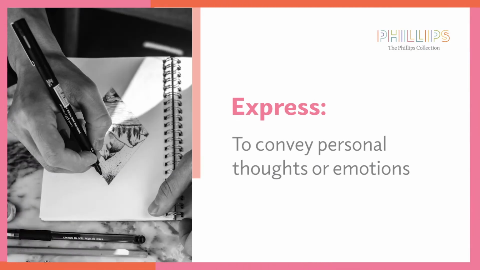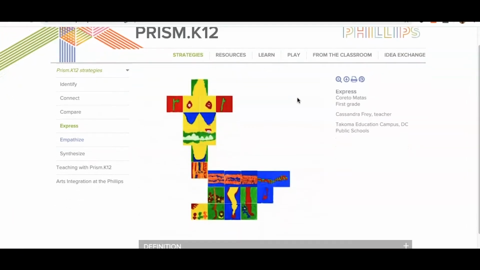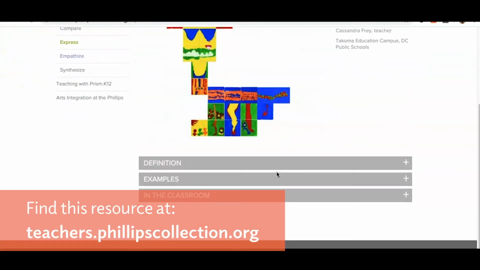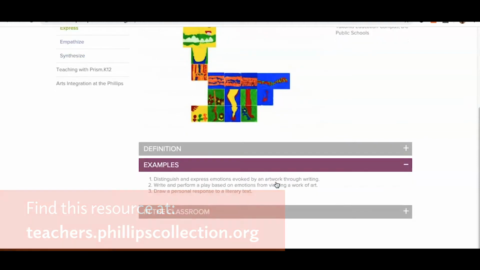So this week we're focusing on the Prism.K12 strategy of express. Our Prism.K12 definition of express is to convey personal thoughts or emotion. And if you're on the website, you can look and see a few different examples of how the Prism.K12 strategy of express might be used.